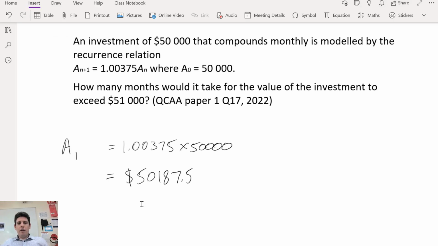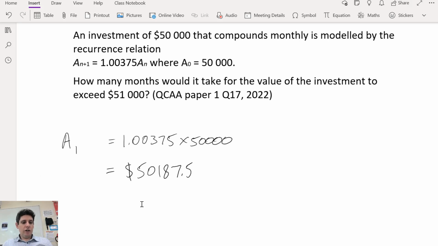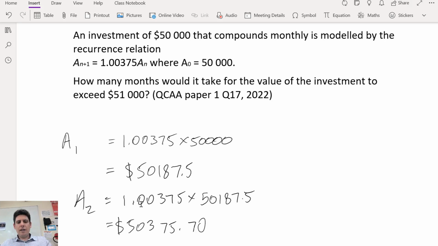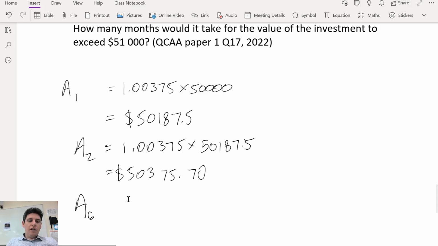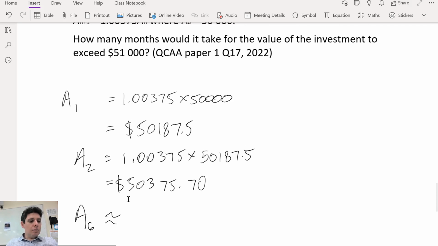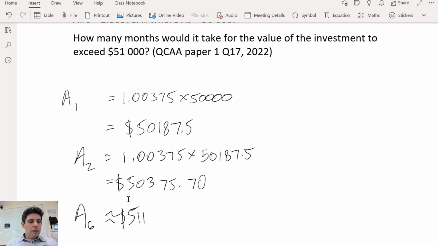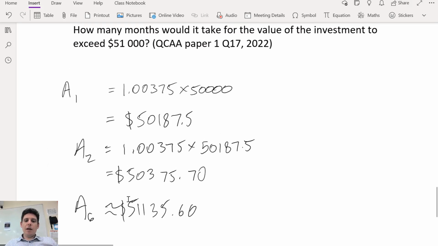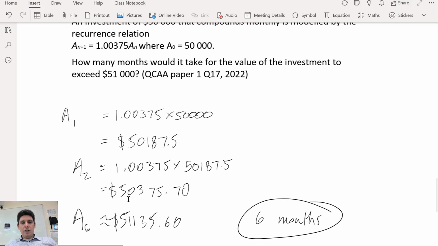So after 1 month, you're going to have that amount. So you just keep doing this over and over again. So the second month, you're going to end up with that. And so if you just keep timesing by 1.00375, you'll end up in the 6th month with $51,135.60. So it's going to take 6 months for the investment to exceed that.